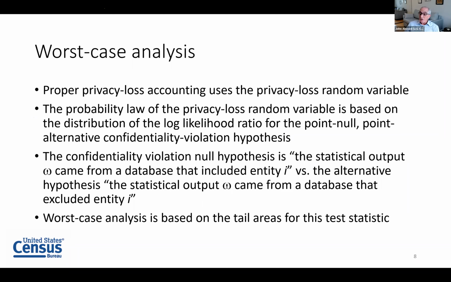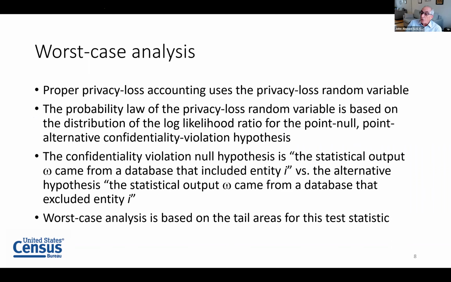It's based on the likelihood ratio statistic for a particular point null, point alternative hypothesis, which I coined this term, but I'm sure it's got other names in the rest of the literature, the confidentiality violation hypothesis. A particular statistical hypothesis. I didn't coin the hypothesis. I just want to call it the confidentiality violation hypothesis so that it's clear what we're talking about. It has the form, the statistical output omega from a database that included entity I is the point null, versus the statistical output came from a database that excluded entity I.